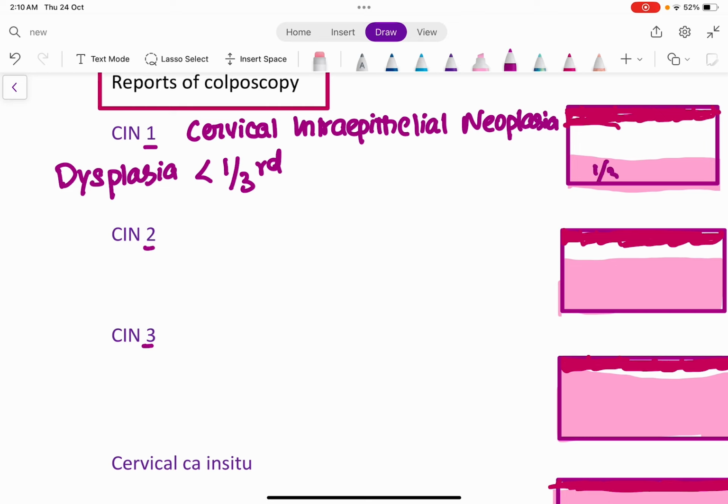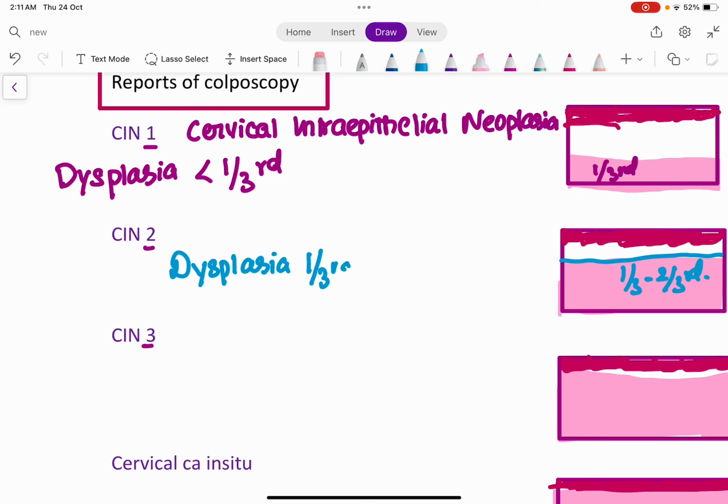So this is 1/3, right? And now you see here that the dysplasia is involving 1/3 to 2/3 of the cervix, right? It has involved about 2/3 of the cervix. Since it has involved 1/3 to 2/3 of the entire cervical thickness, it is called CIN2. So in CIN2, the dysplasia has involved about 1/3 to 2/3 of the cervical thickness.